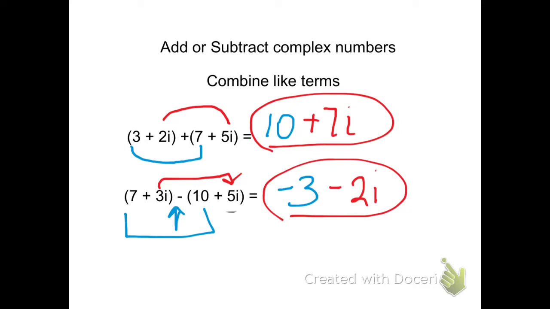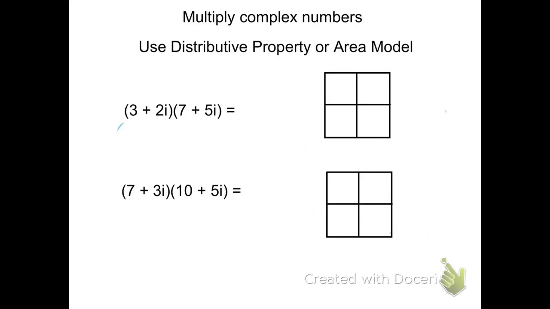But not only can we add or subtract complex numbers, we can also multiply complex numbers, again following the same rules that we followed with binomials when we were multiplying them out to get standard form. All right? So we're going to take our first factor and put it on top: 3 in the first box and 2i in the second one. And we're going to put 7 and 5i on the left-hand side because that's in the second set of parentheses. And we just simply multiply to solve this.